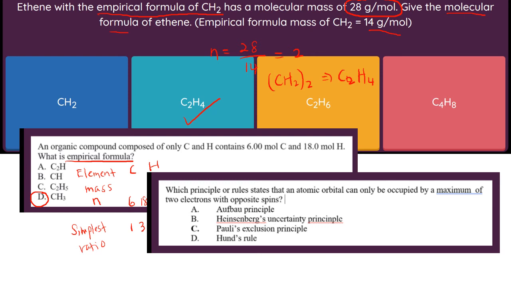Next question is about the rules for filling electrons into the orbital. Maximum 2 electrons, and they must have opposite spin. Very simple criteria. So the name of the rule or principle that we are going to follow is the Pauli exclusion principle.